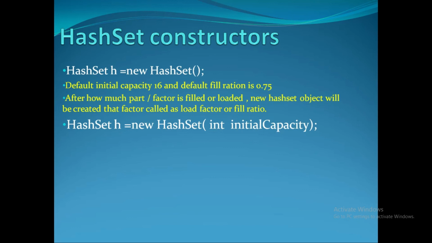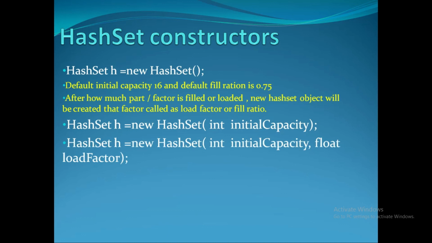We should write new HashSet(100), meaning we create a HashSet of initial capacity 100, because I already know I am going to insert only hundreds of elements. At that time we should go for this HashSet, as it will increase the performance.